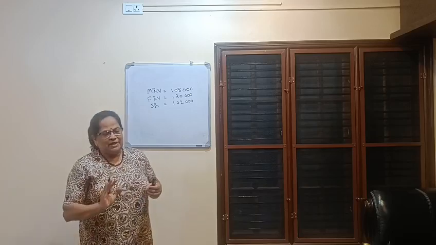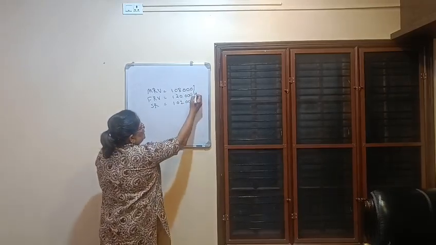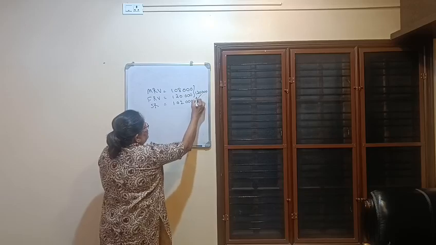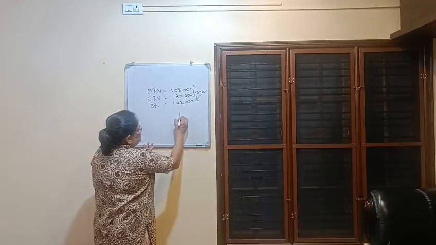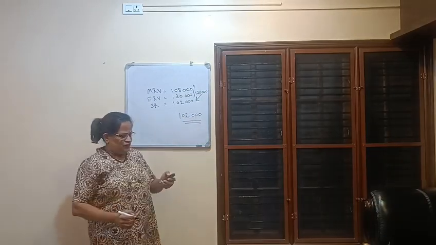So when standard rent is given, you know that between these two values, whichever is the higher value we have to take, it is 1,20,000. Between these two values, the lower value we have to take. So expected rental value is 1,02,000. This is the first problem.